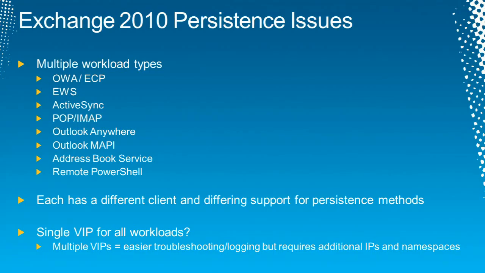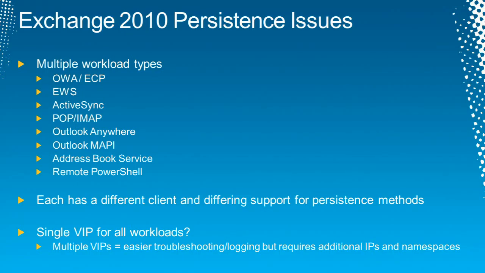So we have one namespace, mail.fabricam.com. That goes to one VIP, and all protocols will flow through that. So I have a large amount of configuration on that VIP to break out the different persistence options by workload. Or do I go with multiple VIPs, right?